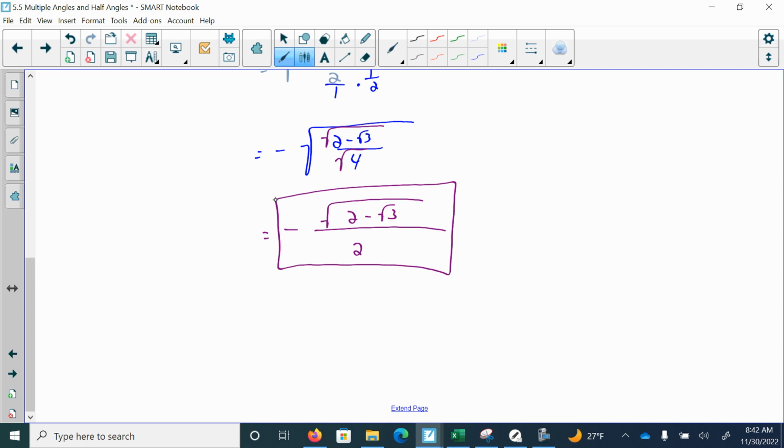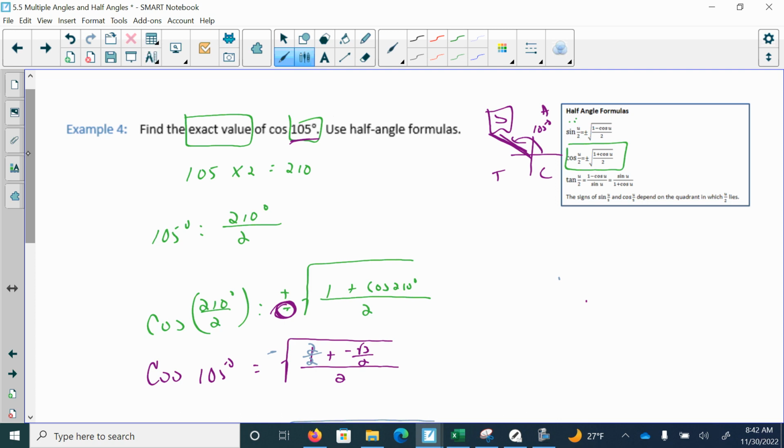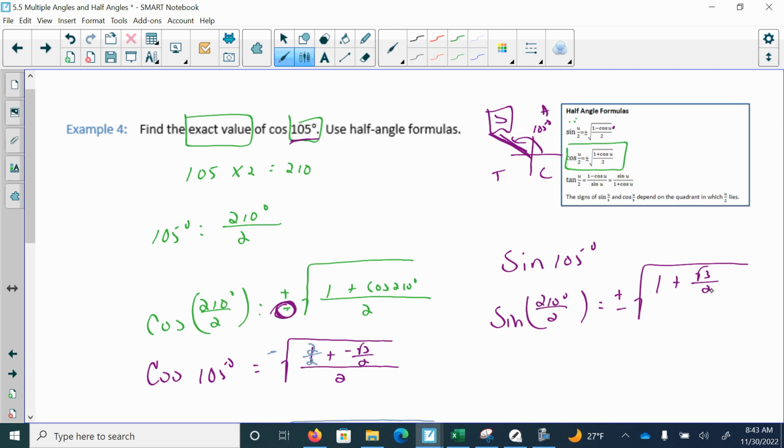Now, it doesn't ask for it, but I just want to point something out. If it asked me to find the sine of 105, and I'm going to go ahead and do that, it's still basically the same work. I'm just going to think of it as the sine of 210 degrees over 2. When I use the formula, notice I'm still using cosine. You never use sine in this formula. And I'm going to do plus or minus the square root of 1 plus the cosine. So this will be 1 plus the cosine of 210, which will be 1 plus the square root of 3 over 2. And this is all over 2.